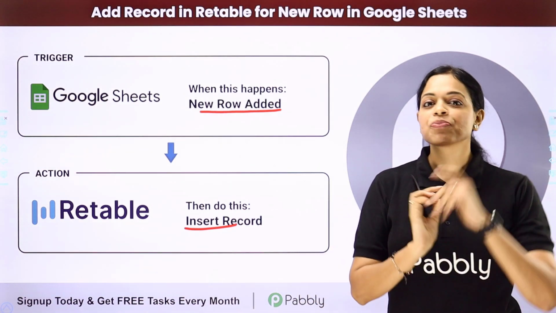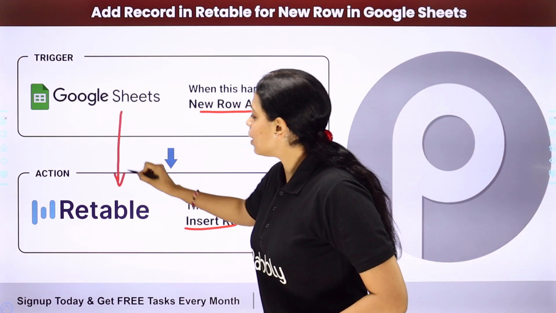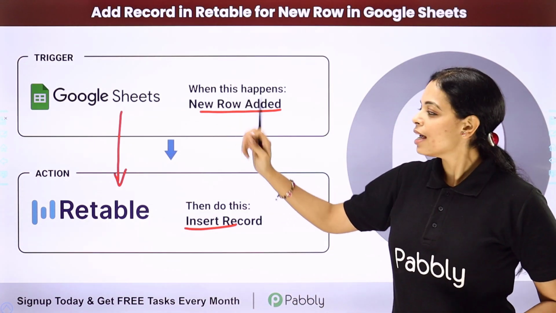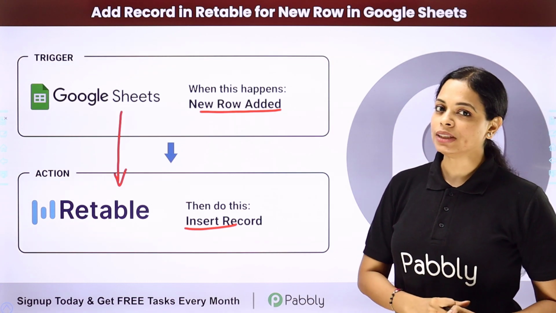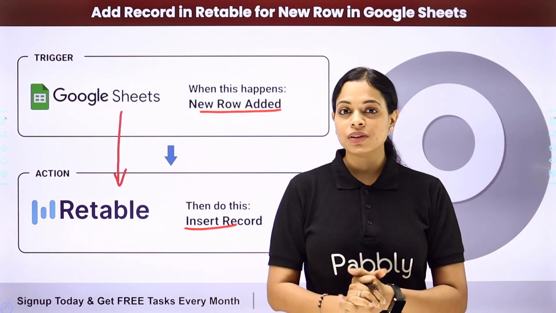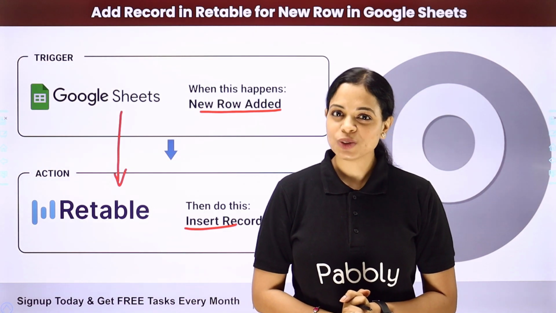How can we do that? For this, we will be integrating these two applications using Pabbly Connect. Here, our trigger application will be Google Sheets and our action application will be Retable. Now, how can you do this yourself? Integrate and automate this entire process. To understand that, let me take you to my screen.